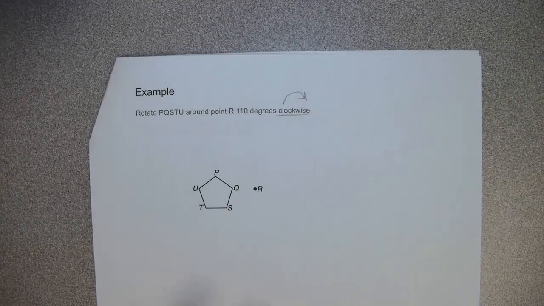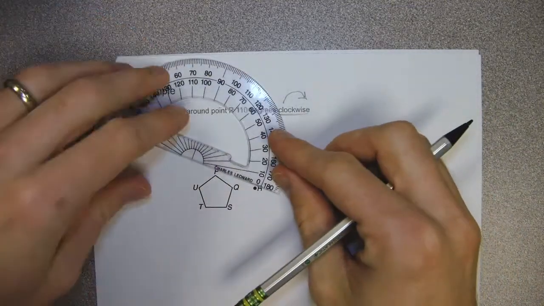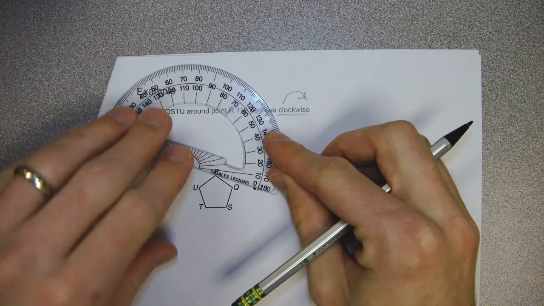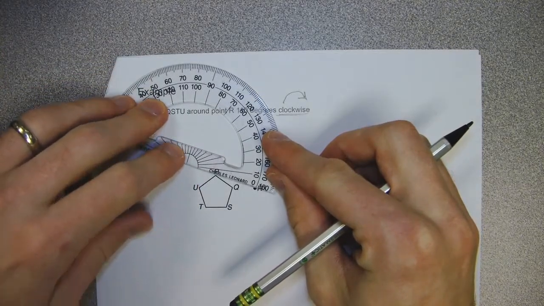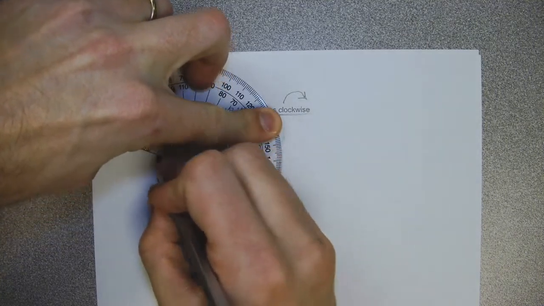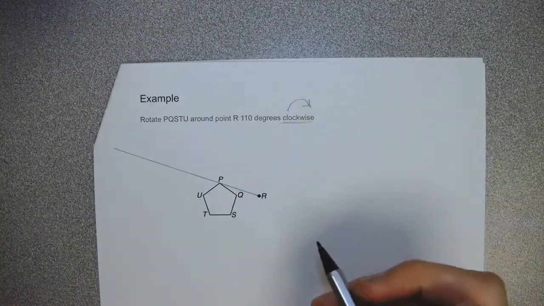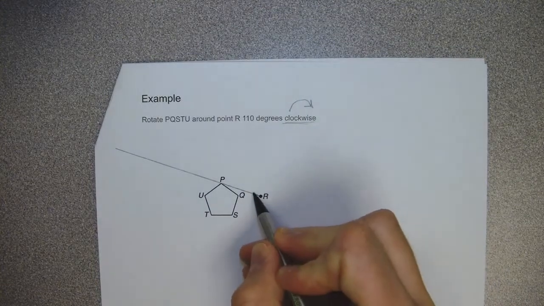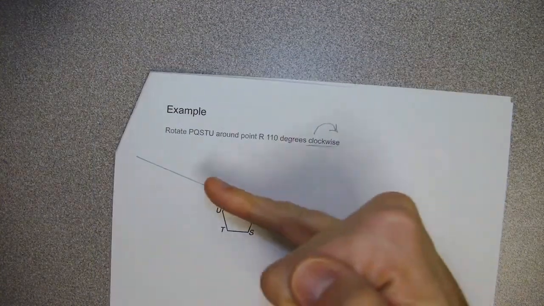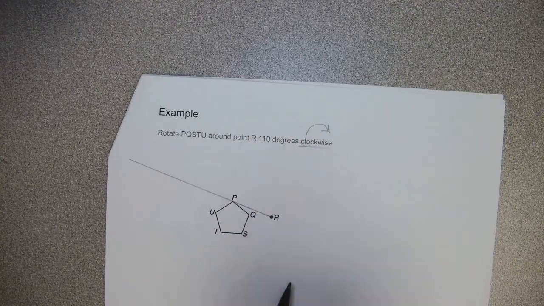So here's what we're going to do first. I'm going to start off with point P just because it's at the top. You can start wherever you'd like. And what I'm going to do is draw a line from R through P. Something about like that. And then I'm going to measure out that clockwise fashion. So I'm going to start from here and go to the right, clockwise, 110 degrees.